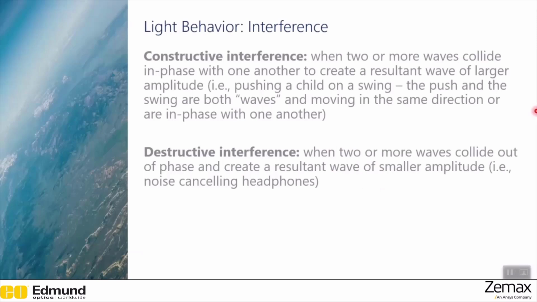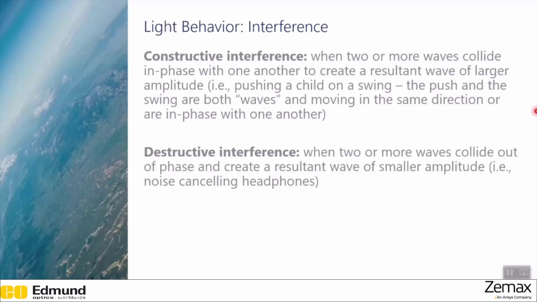Next, we have two different types of interference. Waves can undergo constructive interference or destructive interference. Constructive interference is when two or more waves collide in phase with one another to create a resultant wave of larger amplitude. A few examples of this are pushing a child on a swing, and in this case the push and the swing are both considered waves and they're moving in the same direction, or in other words, they are in phase with one another.